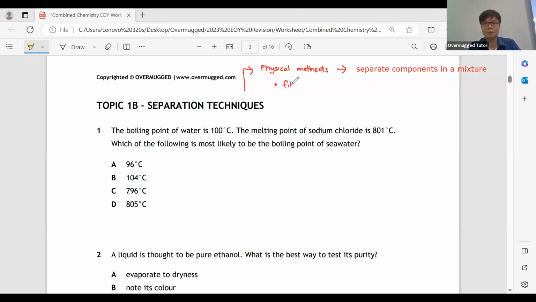You have your filtration. You have your distillation, which is simple or fractional. You have crystallization, evaporation to dryness. All these are physical methods.